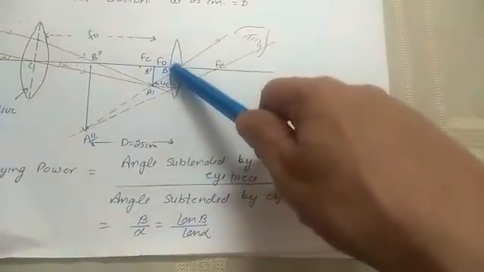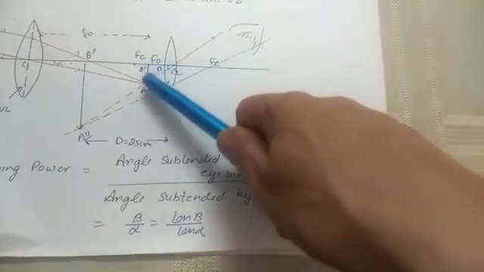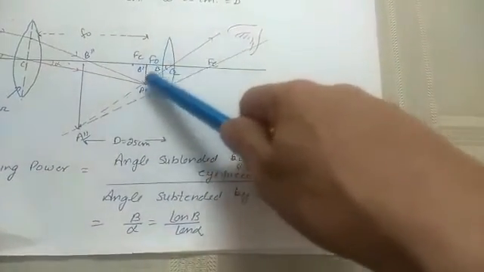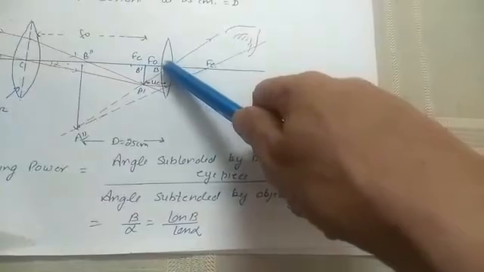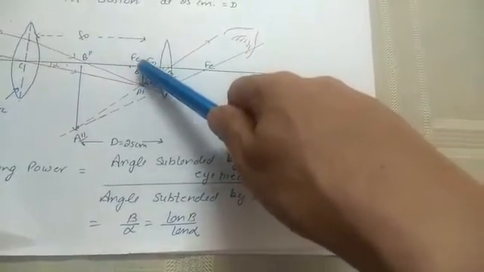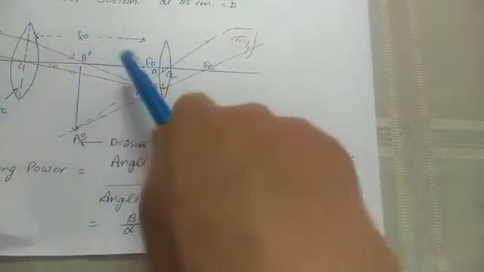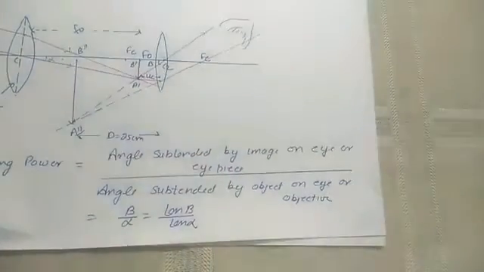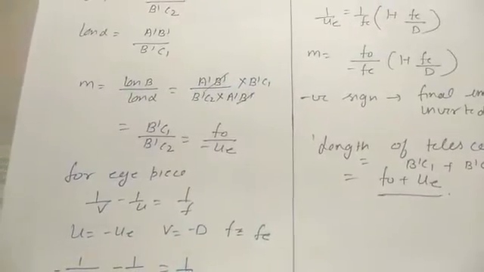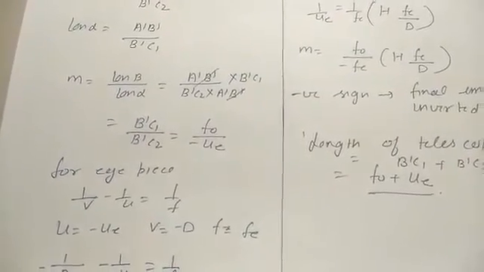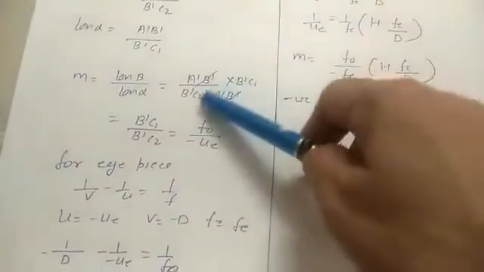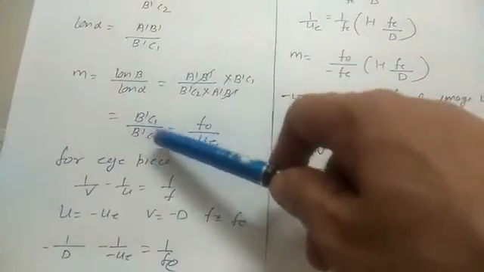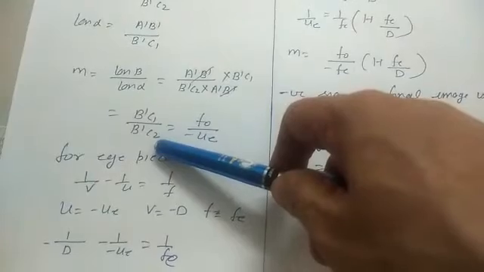So for finding the tan beta, we take this small triangle A dash B dash C2. So tan beta will be equal to what? A dash B dash upon B dash C2. If this is alpha, then this is also alpha. So tan alpha will be equal to what? A dash B dash upon B dash C1. So it comes that m is equal to tan beta upon tan alpha. So by putting those values, we get this expression B dash C1 upon B dash C2.